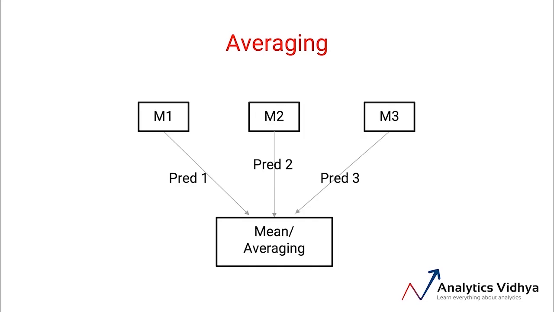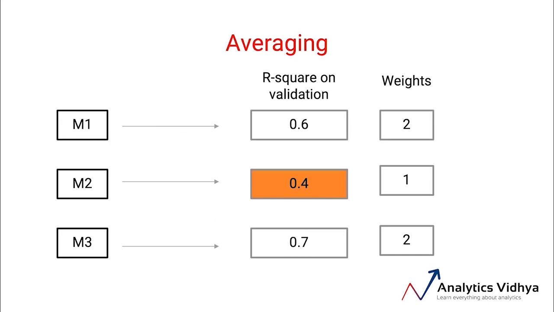Now, if I have to somehow combine them more intelligently, what I can do is give them some sort of weights. And these weights would be representative of how much weightage I give to their predictions. So since in this particular case, my model 2 is not the best model, I'll give it a lower weight, whereas model 1 and model 3 are better models, so I'll give them higher weights. So let's say I give them weights of 1 and 2.